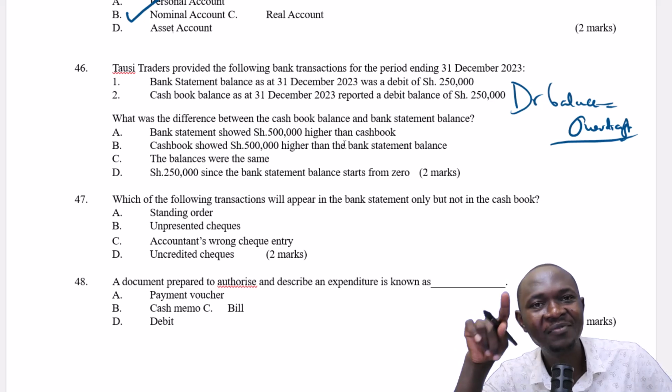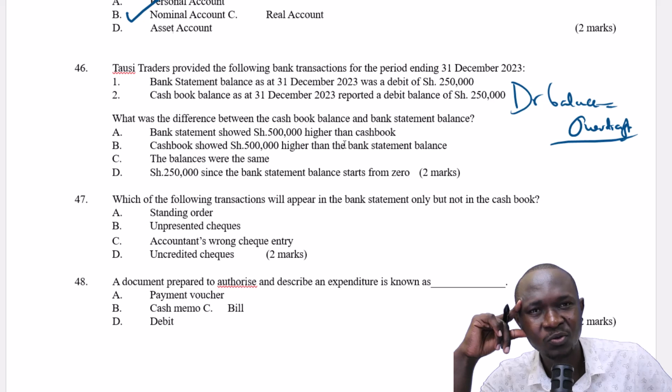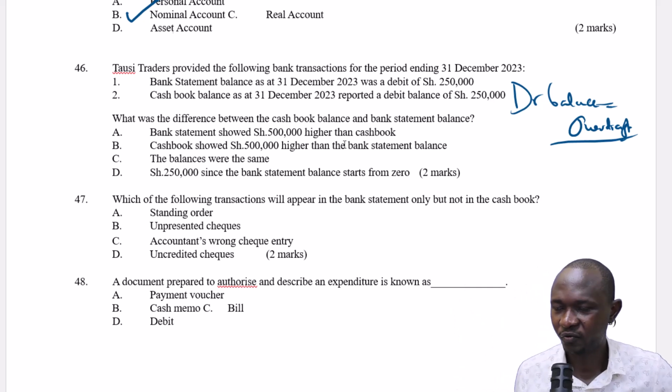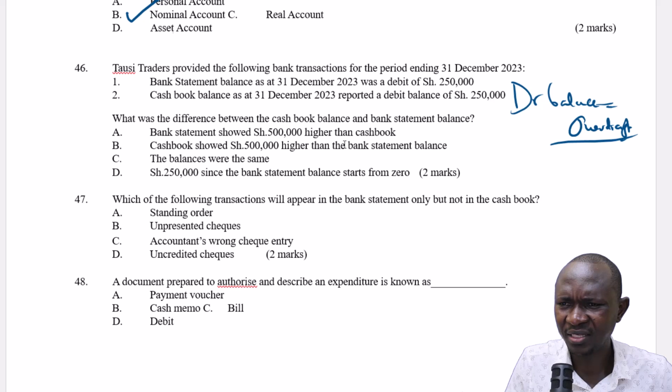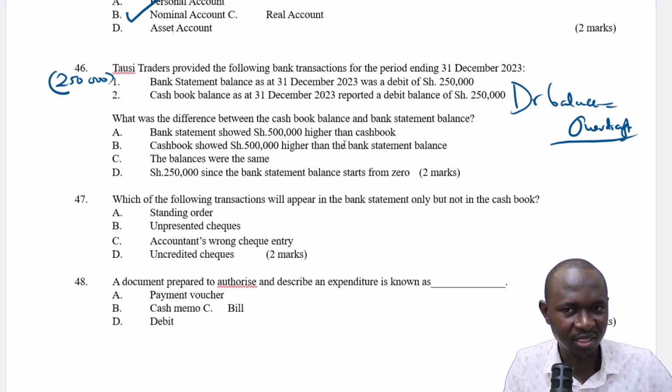But if you have a debit balance in your bank statement, it shows that you don't have money, and instead you owe the bank 250,000. You are supposed to pay the bank 250,000. You are in deficit of 250,000. So bank statement balance as at 31st December 2023 was a debit of 250,000. So this means you have a balance of 250,000 negative in the bank according to the bank statement.